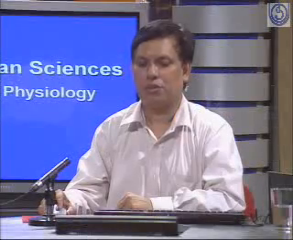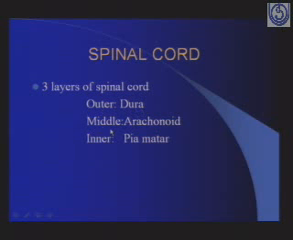See, as I told you, the brain and spinal cord are covered by membranes. There are 3 layers of the membranes: outer, middle and inner. The outer layer is known as dura mater, the middle layer is arachnoid mater, and the inner is pia mater.